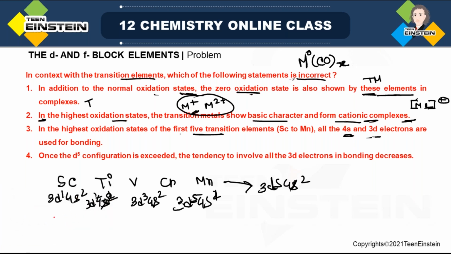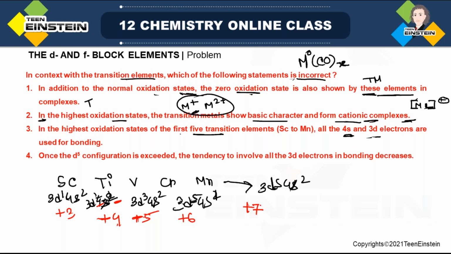Now if we consider the maximum oxidation state, for scandium you can remove all the 3 electrons, so it will be +3. For titanium you can remove 2 electrons from 4s and also 2 electrons from 3d, so it will be +4. For vanadium +5. For chromium the +6 oxidation state is possible by removing all the electrons, and for Mn we know it is +7. That means you achieve the maximum oxidation state only when you remove all the 4s and 3d electrons.